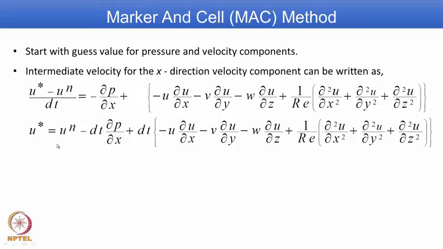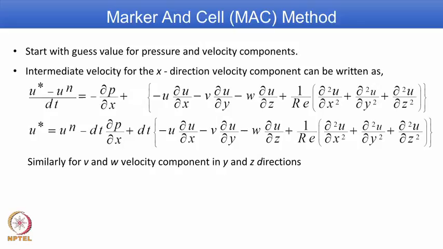If you solve, you get u star, and this is at one node location. For 1D it will run from left to right, for 2D it will run the entire map. You can write a similar expression for the v as well as w velocity component, but for the y as well as z direction.